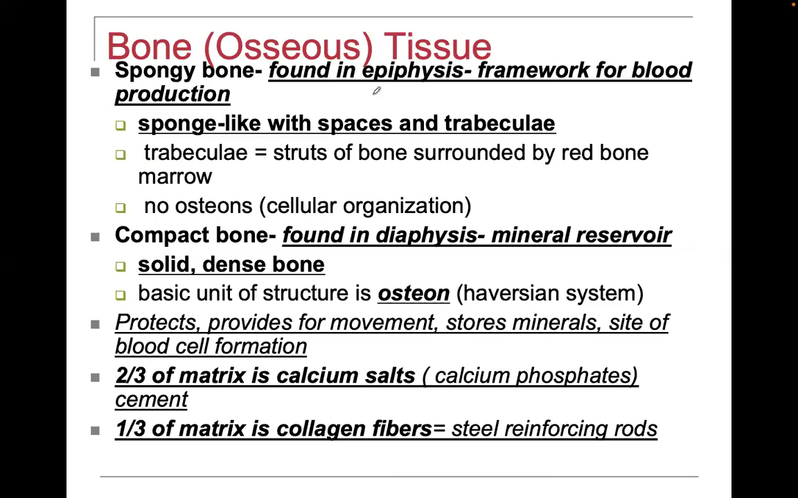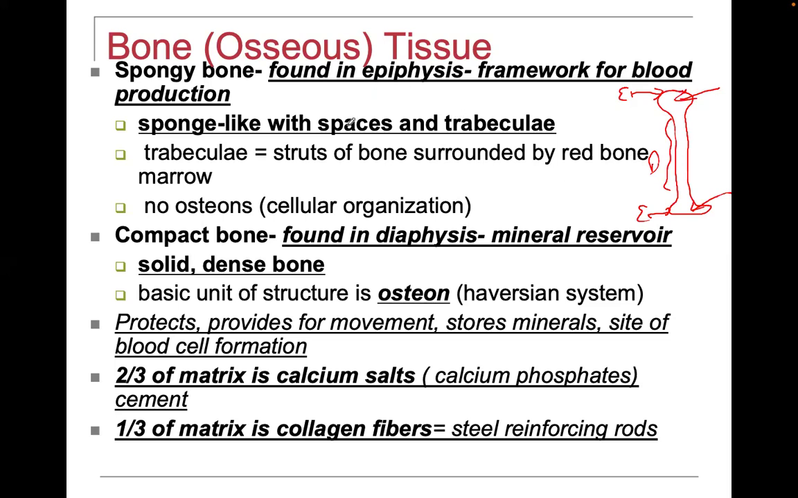So spongy bone is going to be found in the proximal and distal epiphysis, right? When you look at long bone, the ends of the bone, whether it's the proximal end or the distal end, that's going to be the epiphysis. And then the shaft of the bone, that's the diaphysis. So spongy bone is definitely going to be found in the proximal and the distal epiphysis. And that's where the bone marrow is. And that's where a lot of the blood production happens, red blood cells and white blood cells.